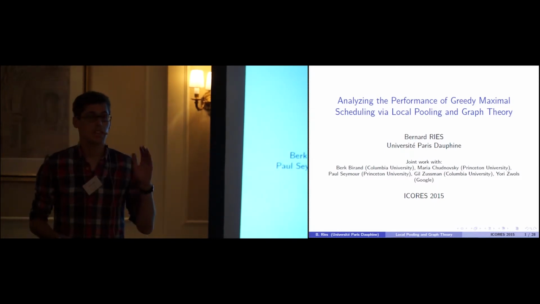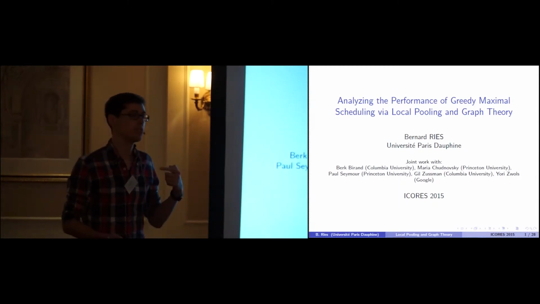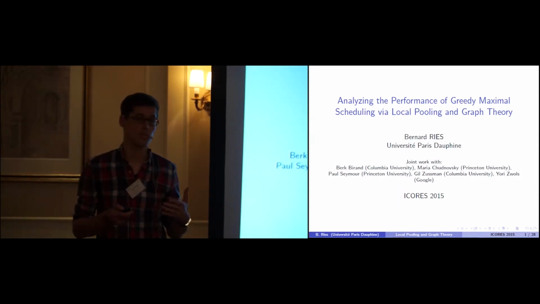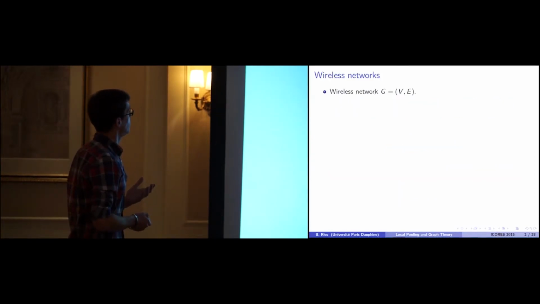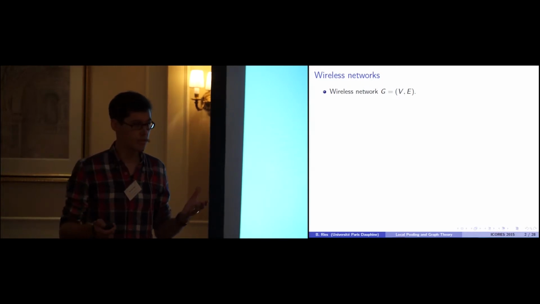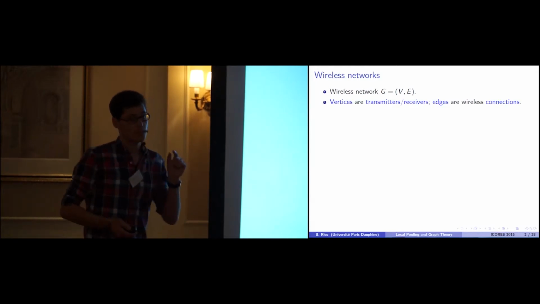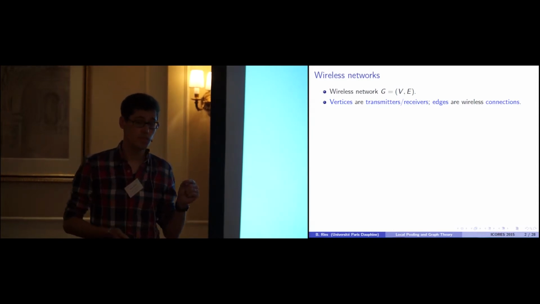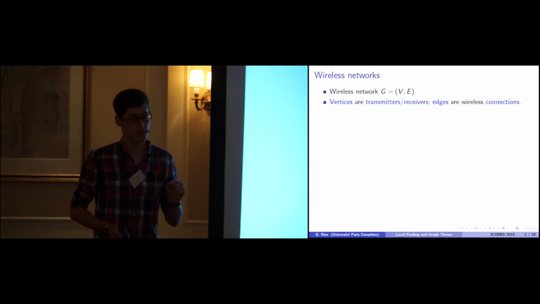So let me first explain to you how we got to the question that we were actually working on. And as you will see, it's a question which is not the standard question or problem that we are normally working on. So let me briefly explain. Suppose you have a wireless network. A wireless network is just an undirected graph with a vertex set V and an edge set E. The vertices represent the transmitters or the receivers, or the computers or users if you want. And the edges represent wireless connections.